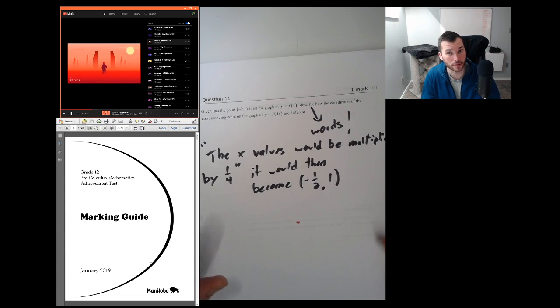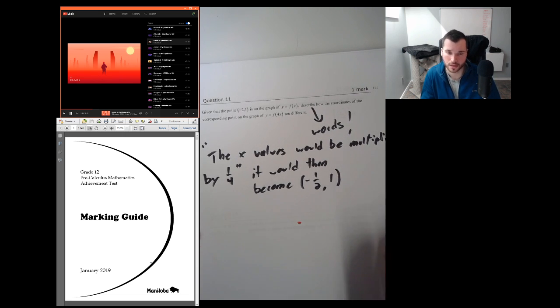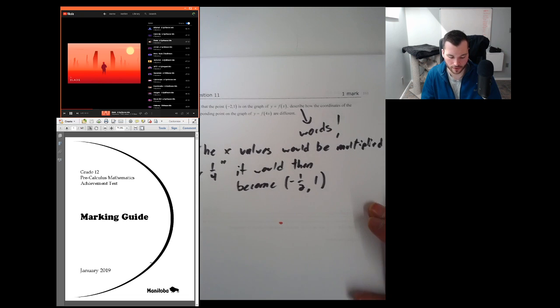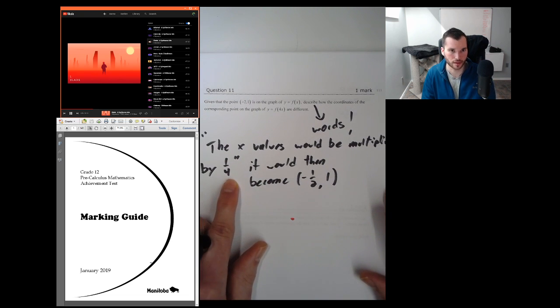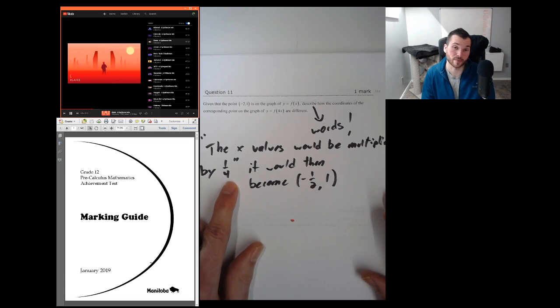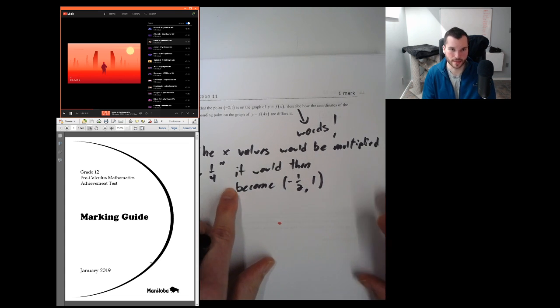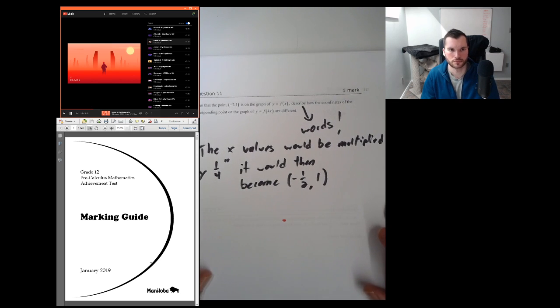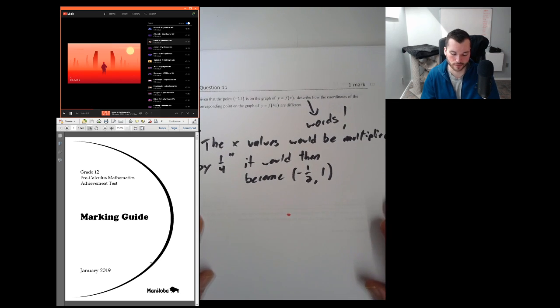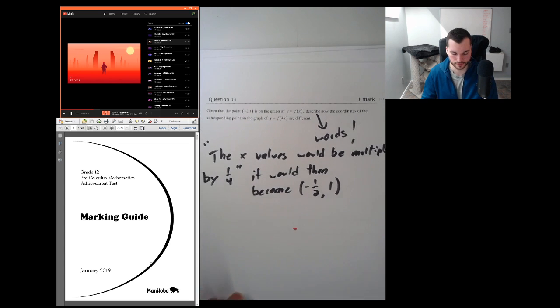You've answered the question wonderfully in terms of a numerical answer, or stating what the point was, but you get no marks. You would get full marks if you said the x values would be multiplied by a quarter. You could say divided by 4 if you wanted to as well. And then this is just extra. You could put this if you wanted to, but it's not needed. Kind of fitting in my page, kind of not, but I hope you get that one. 1 marker as well.